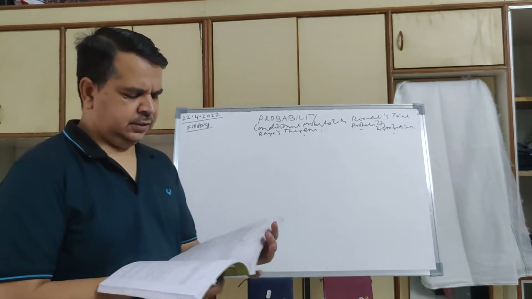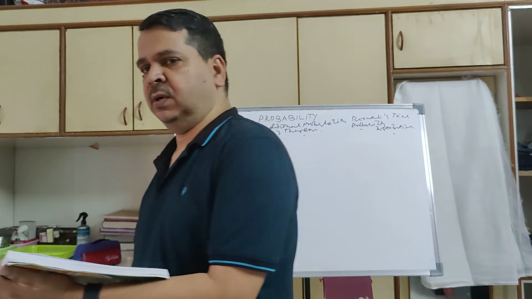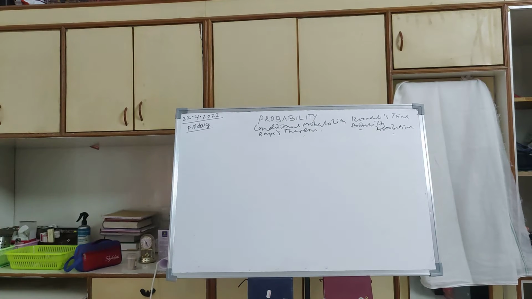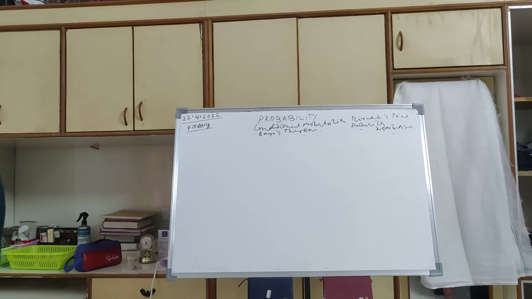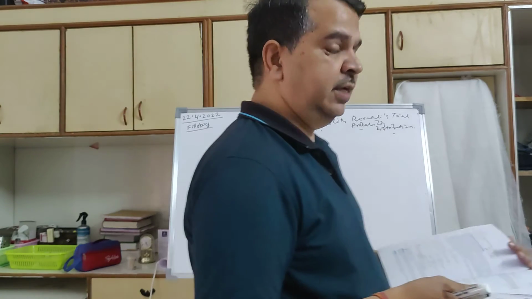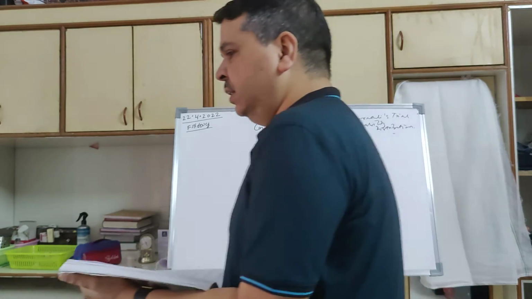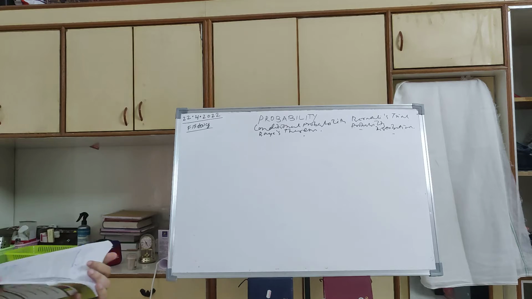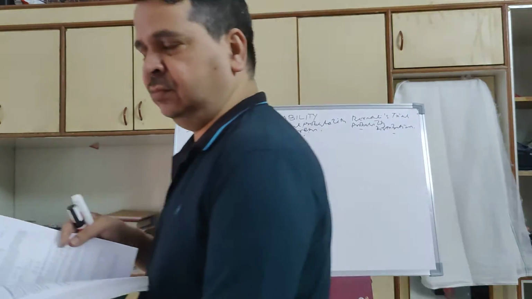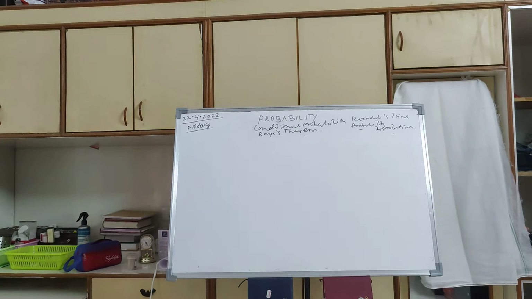So in the previous session we have discussed conditional probability. Probability of A given B means B has already occurred, and that is nothing but probability of A intersection B divided by probability of B. That is the conditional probability, which one needs to know before approaching Bayes theorem, which is an important theorem in probability.